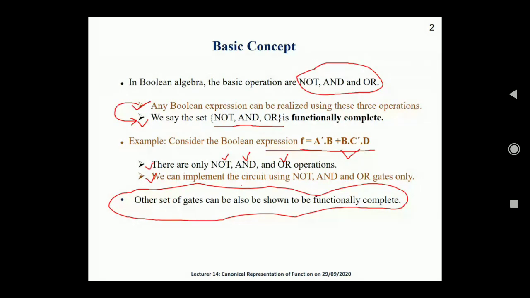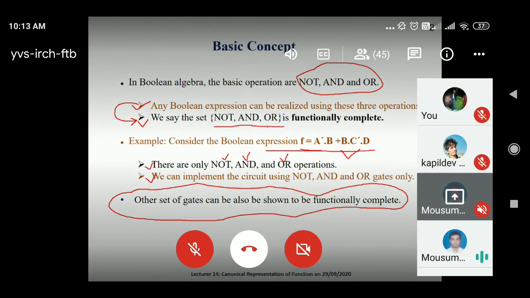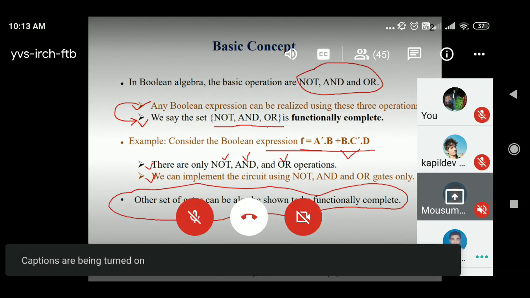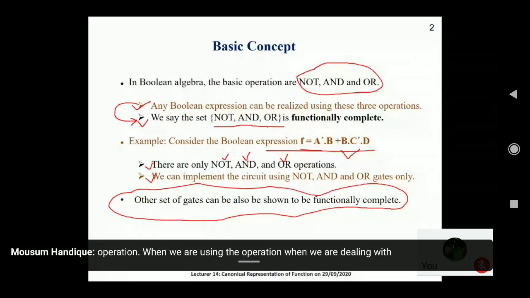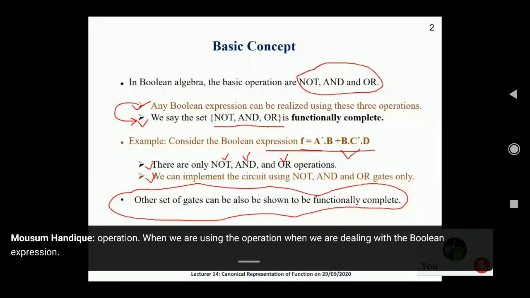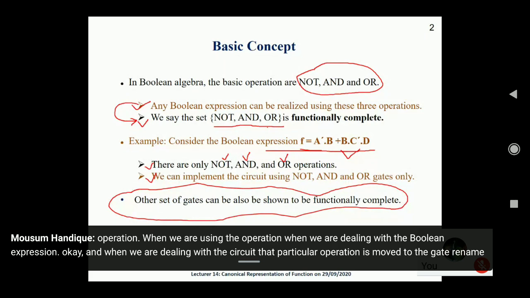Yes. See here, NOT, AND and OR. These are the basic gates. Now, why is it called a basic gate, or you can say operation? Don't confuse about the gate and operation. When we are dealing with the Boolean expression, we use the word operation. And when we are dealing with the circuit, that particular operation is renamed and called a gate.